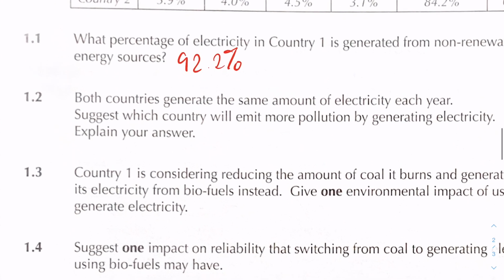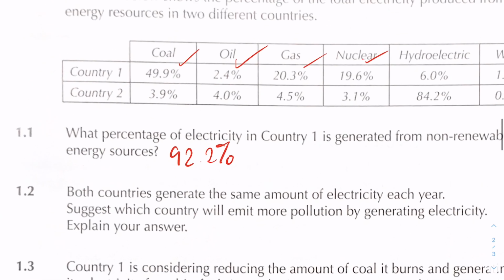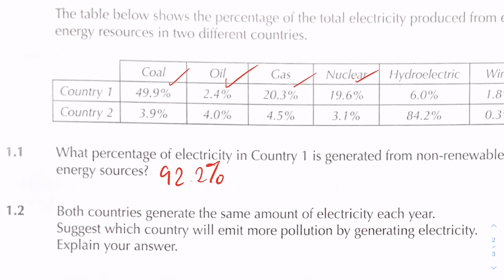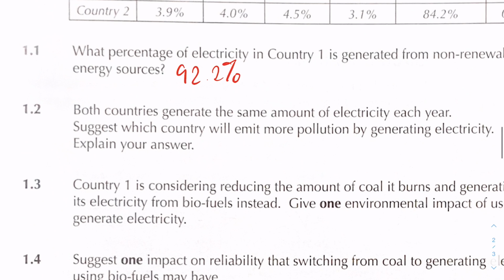So it says both countries generate the same amount of electricity per year. Suggest which country will emit more pollution by generating electricity. Well, let's have a look. So the big polluters are coal, oil, gas. And so clearly country 1 has much more coal, oil, gas production. So we'll put country 1, much more fossil fuel usage.